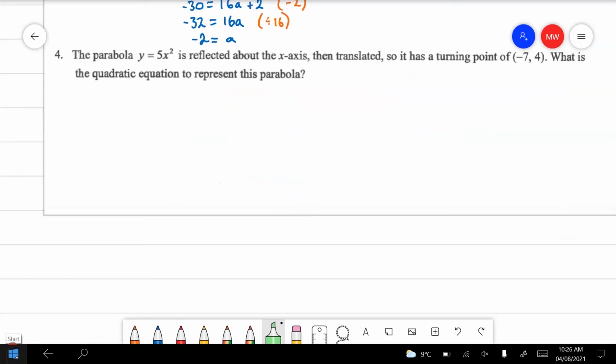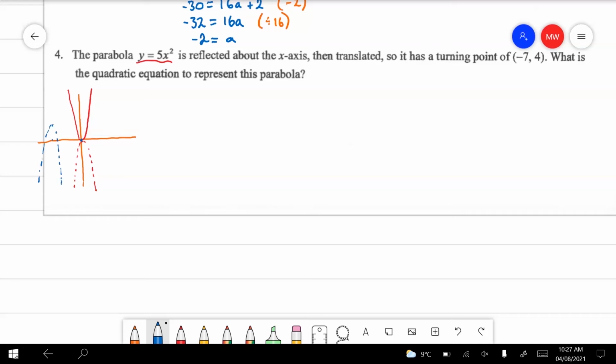Question 4 is asking us to give an equation for a quadratic that has been reflected and then translated. We don't have to draw it in the question, but so that we are all on the same page, the original equation, this one here, would have looked something like this. And then once it was reflected, it would have looked like this. And then it was translated, which means that the turning point was moved from (0, 0) here to (-7, 4).